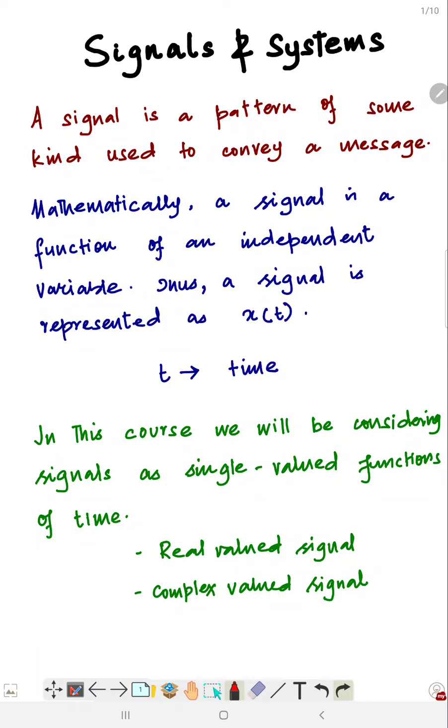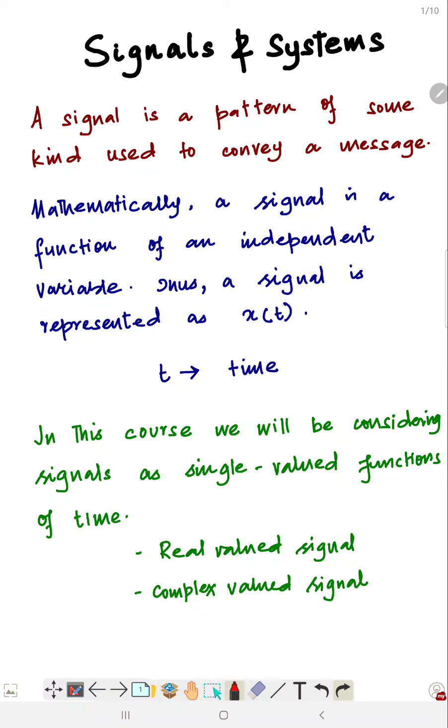A typical example would be you are driving a car on a road and there is a traffic light. If the traffic light glows red, it conveys a message, it's a kind of signal, that you need to stop your vehicle. Similarly, if it is green, again it's a signal, it conveys a message that you may go ahead and drive your vehicle. So formally, qualitatively, a signal is just a pattern of some kind. It should be intelligible. It should have some information which is used to convey a message.